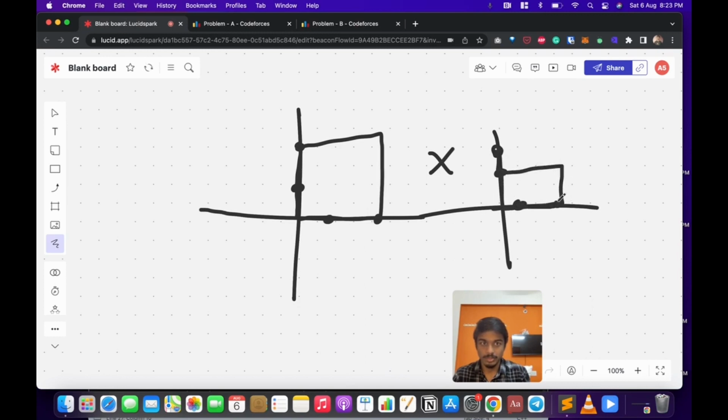So, 1, 2, 3, 4, 5, 6, 7. This takes 7. 1, 2, 3, 4, 5, 6, 7, 8. So, this takes 8. So, we have to find the minimum number of that. Minimum into 2. So, this one minimum will be this X. So, this total distance will be anyway 2, right? This will be 2, this will be 2.